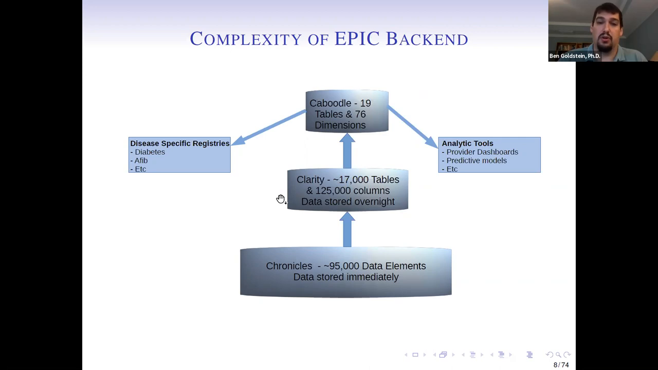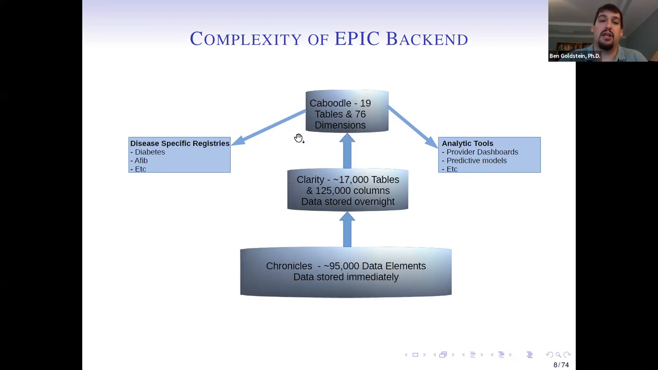You often may hear people talk about Clarity data. This is still quite complicated. There are about 17,000 tables. A number of those tables are deprecated, but there are 17,000 tables. So if you don't know what you're looking for, you probably won't find it. That's 17,000 tables over about 125,000 columns. There's a newer offering by Epic to simplify this a little bit more, called Caboodle. Caboodle takes those 17,000 tables and organizes them into about 19 tables and about 76 dimensions. So this is something that is much easier and much more accessible for folks to work with.